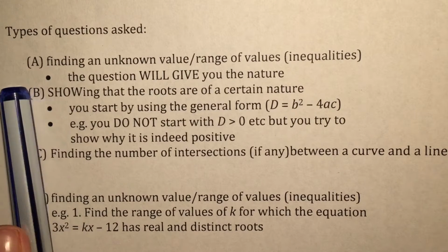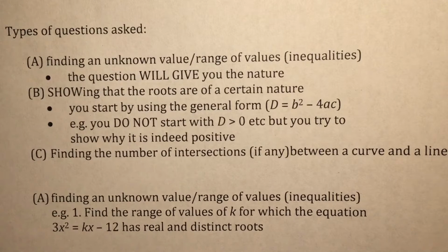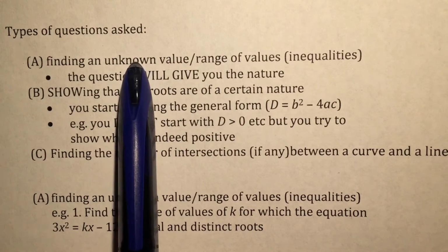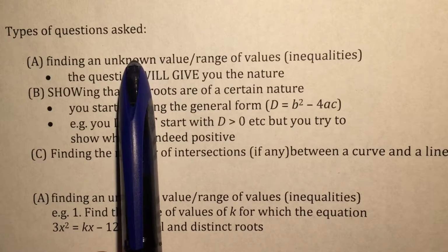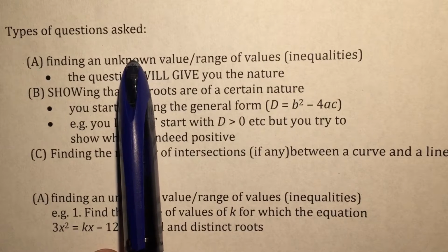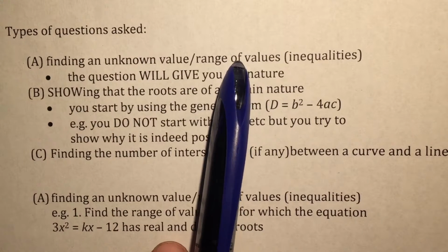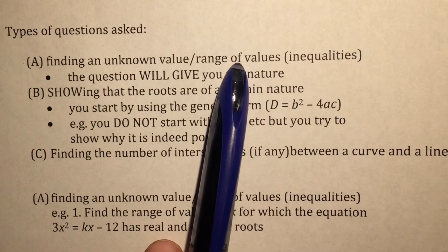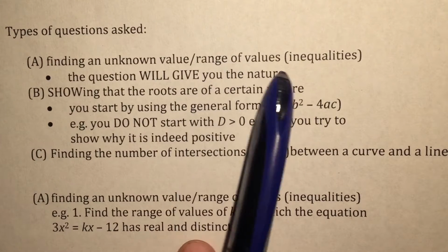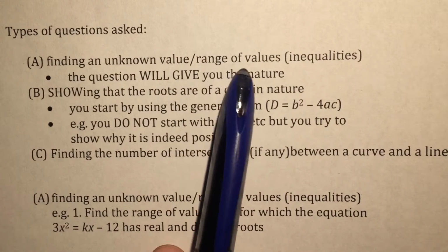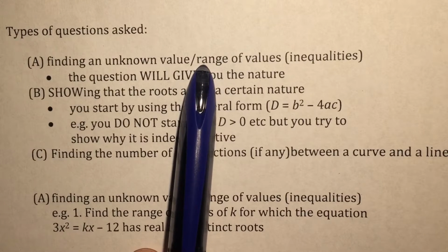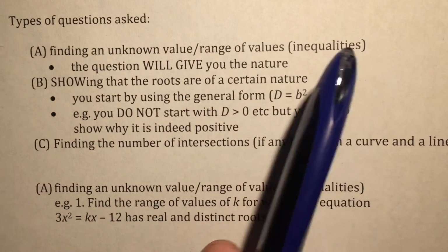So the first one would be finding an unknown value or a range of values. Now why is it that there is a difference? Unknown value usually will come in when there are real and equal roots. So you have a specific value that you find, or it could have been a case of your positive discriminant or negative discriminant. Therefore, you have an inequality sign, right? So thus it becomes a range of values instead, because of the inequalities.